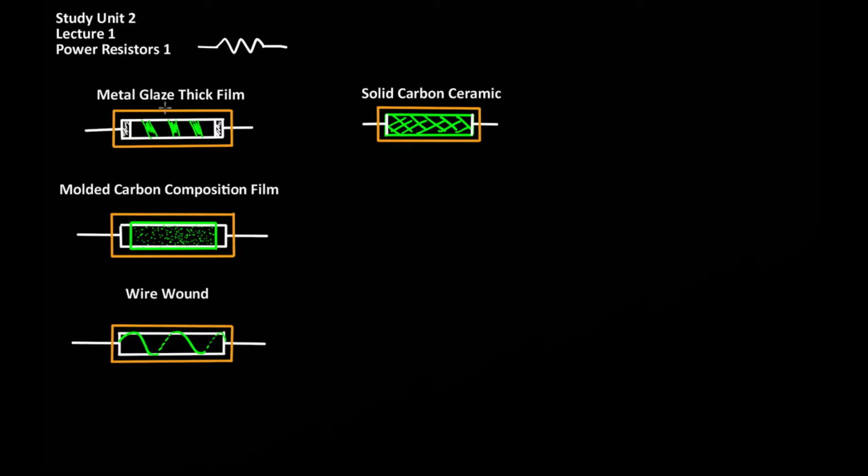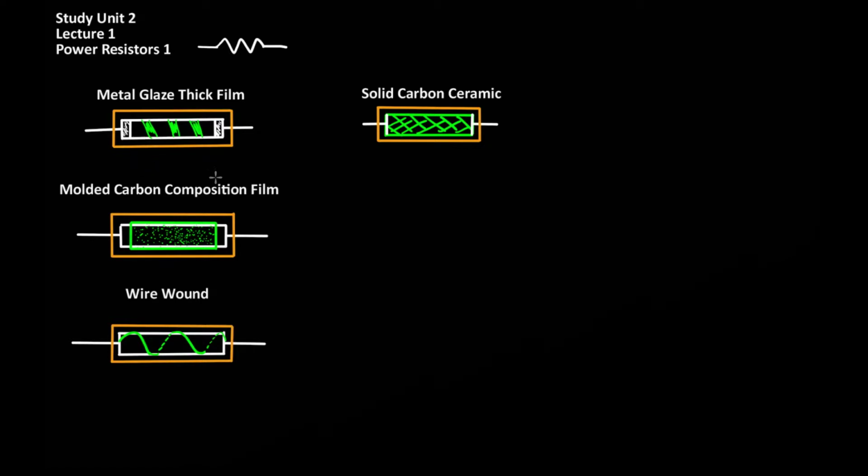The first resistor that will be considered is what's called a metal glaze thick film construction. The first step to making this type of resistor is to deposit some resistive material onto the central core. This material can either be a cracked carbon film, a glaze of glass powder which has been mixed with other metal compounds and then baked onto the core.